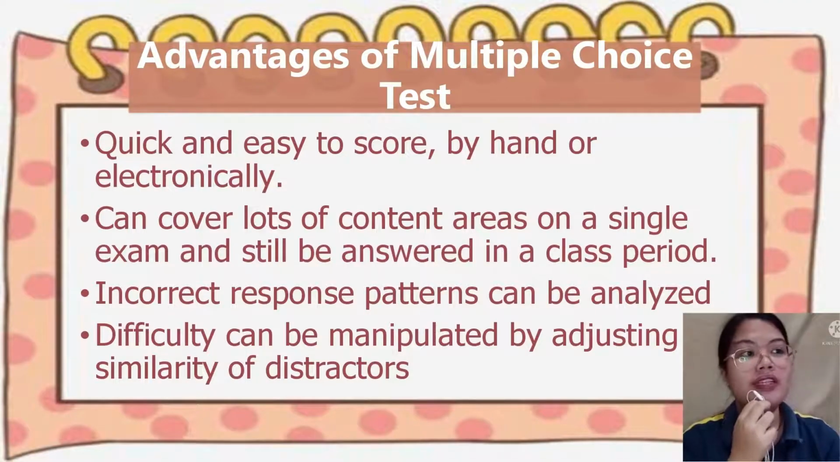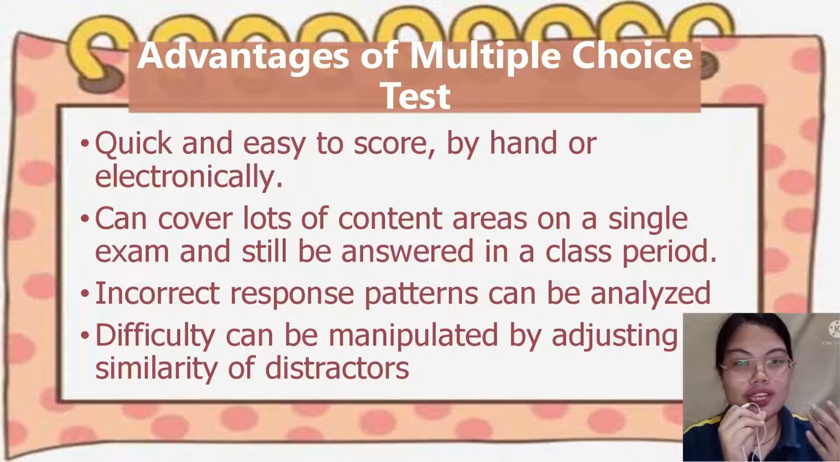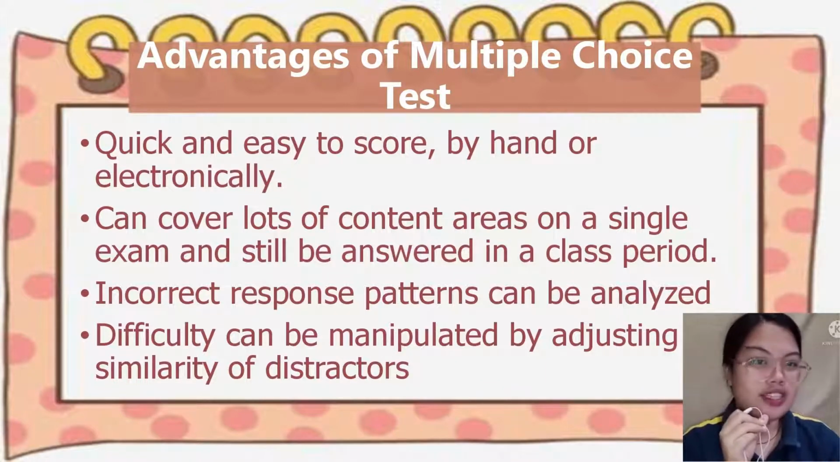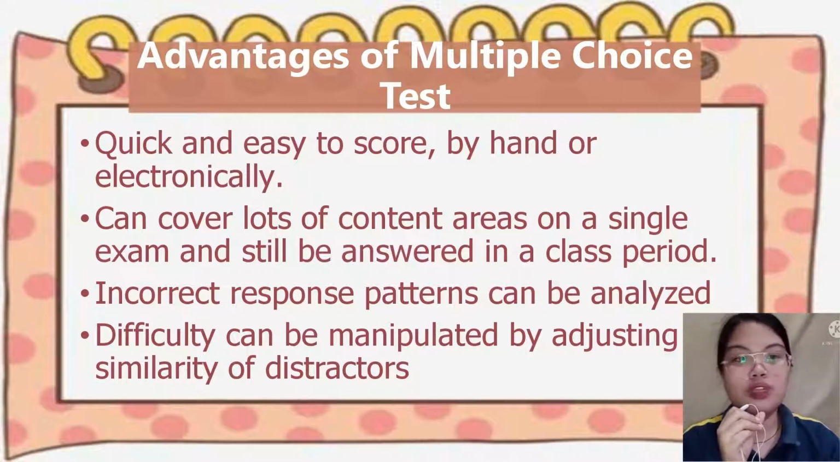Let us talk about the advantages of multiple choice tests. First one is that it is quick and easy to score by hand or electronically. Meaning, along with other objective types of tests, a multiple choice test can be easily checked by the teacher because there is already one concrete answer, which is standard and corresponds to a certain amount of points, which will be easier for the teacher to record scores.